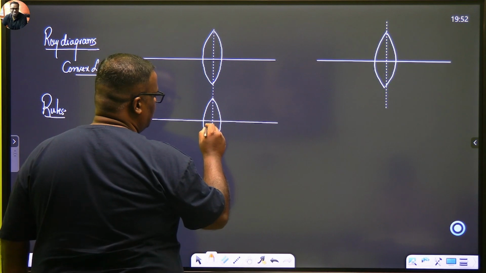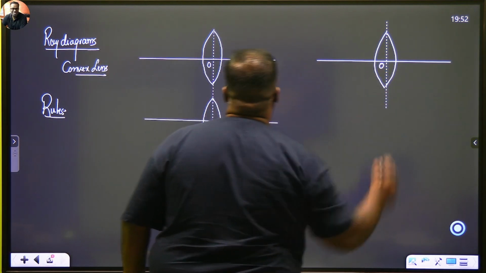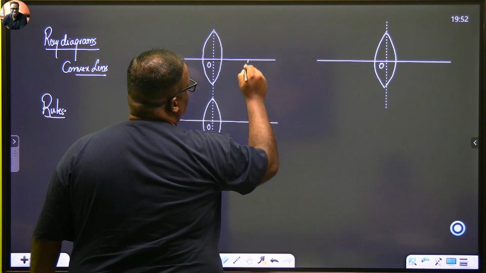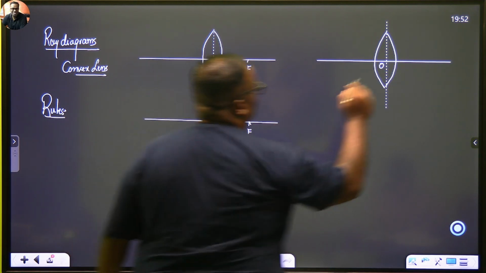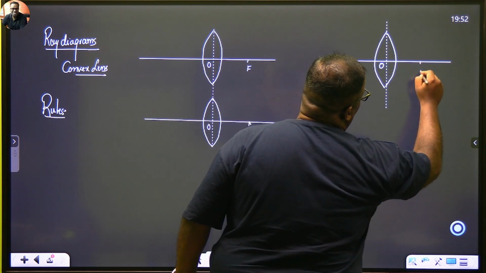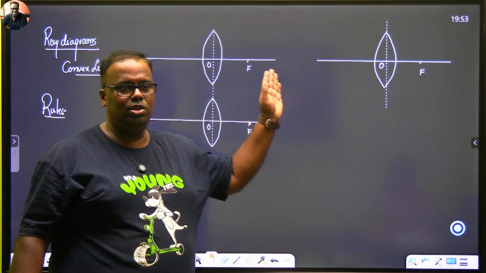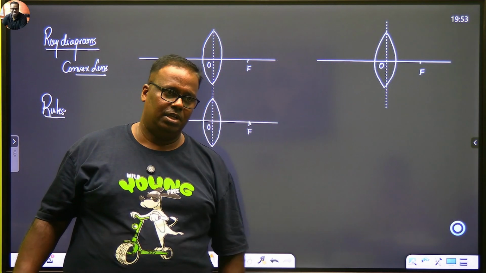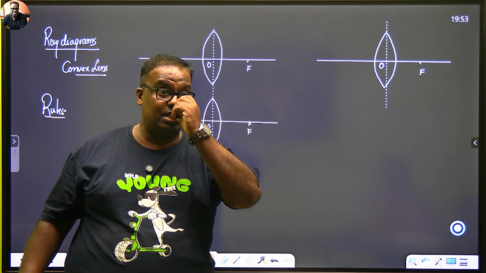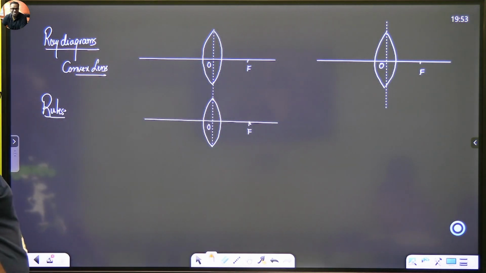So all of them will have an optical center, O. All of them will have a principal focus F. And then there is one more point that we also measure here, which is called 2F. 2F, have you understood? F, 2F. In mirror, we call it F and C, center of curvature. Here, there is no center of curvature, only F and 2F. So are we ready for the rules?